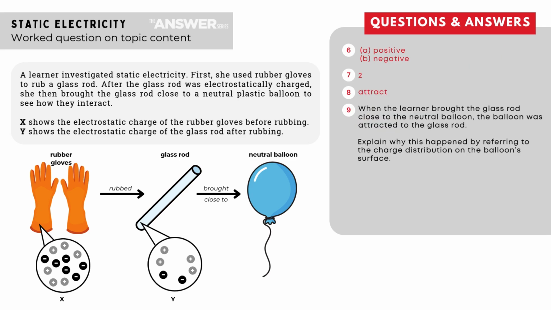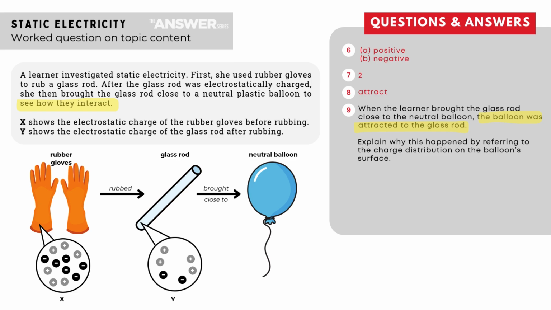Then the last question says, when the learner brought the glass rod close to the neutral balloon, the balloon was attracted to the glass rod. So that is what the learner observed, which is also mentioned in the intro of the question. They told us that was her goal, to see how the glass rod and the balloon would interact. Now they ask you to explain why this happened by referring to the charge distribution on the balloon's surface.